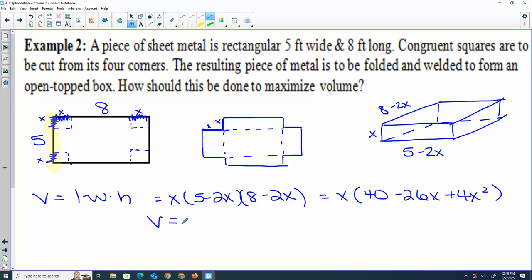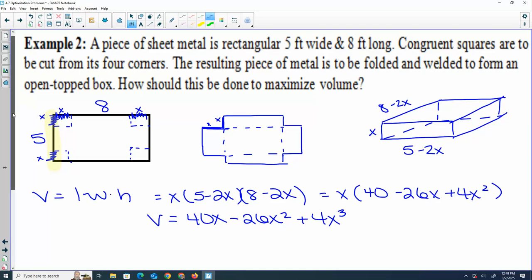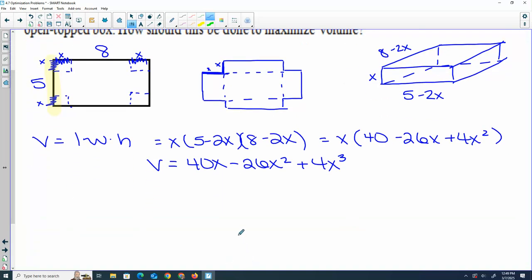Then I get that the volume is 40x minus 26x squared plus 4x cubed. Now what do we do?